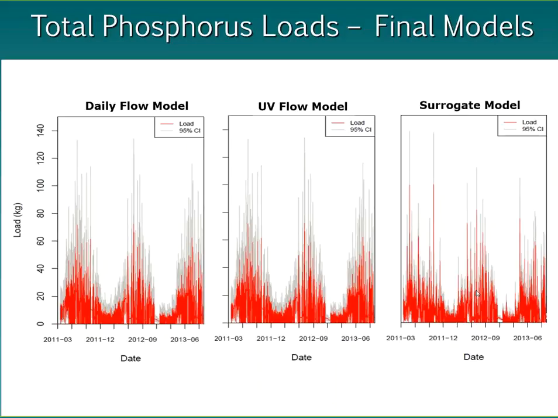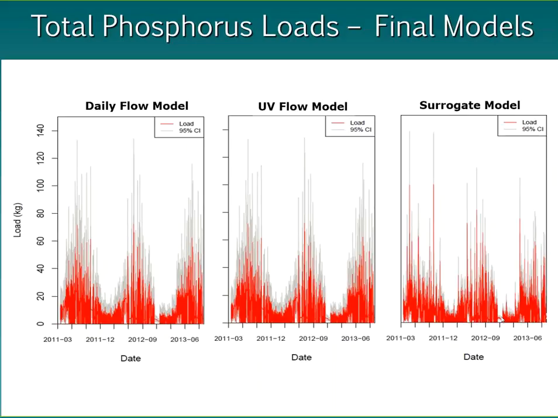If there was a break of over 2 hours, then we did not compute load at all using the surrogate model, and we filled those in with the UV flow model. So you really can't see too many missing here, but take my word for it, there are a few days that we didn't have surrogates. And for those, we substituted in the UV flow model data.